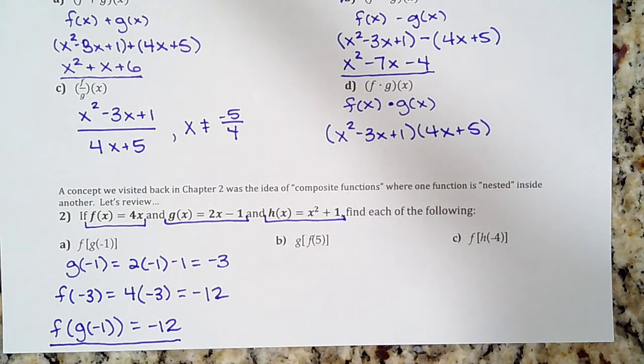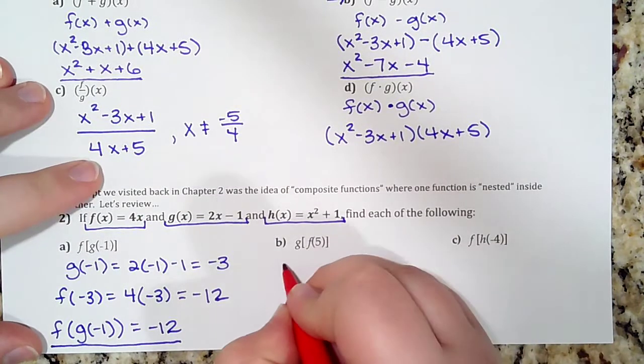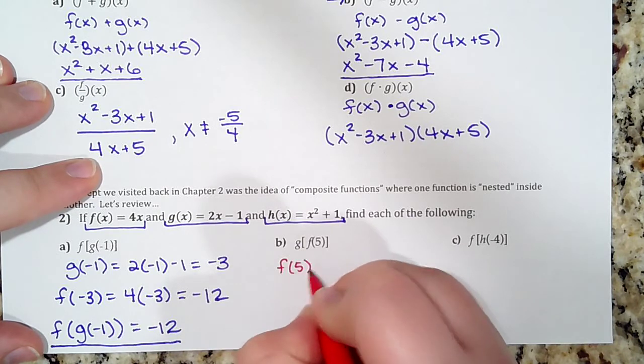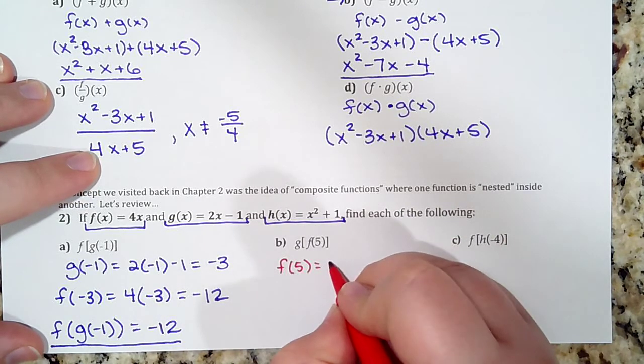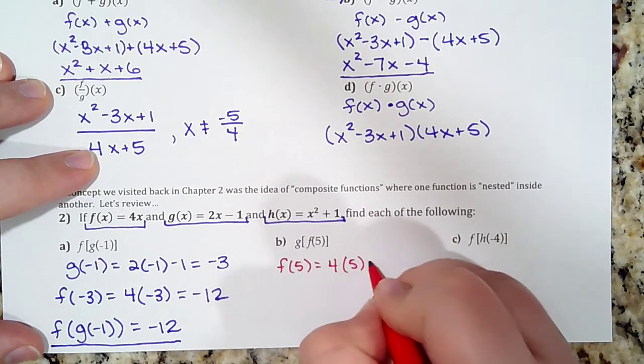All right, let's see another one. I'm going to jump colors just because I want to. Same thing, inside out. Find f of 5 by plugging in. 4 times 5 is 20.